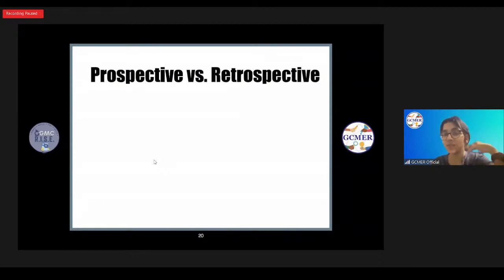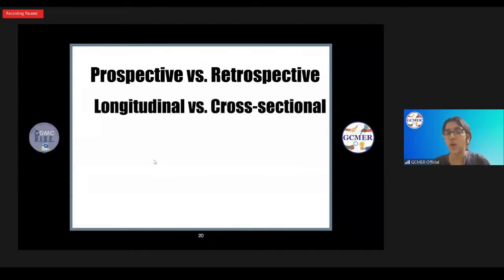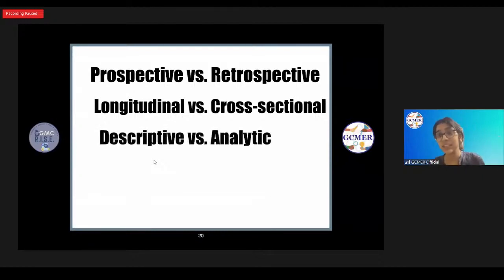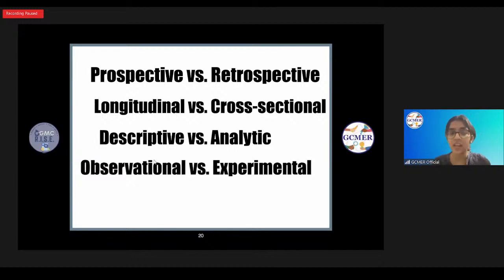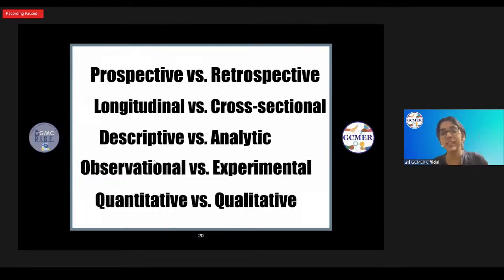Now, there are different words that you will come across when you're reading research, that is prospective versus retrospective, or longitudinal versus cross-sectional, or descriptive versus analytical, or observational versus experimental, and quantitative and qualitative. And this PPT is not meant to tell you about all of this. I'm just trying to tell you about the basics of research.